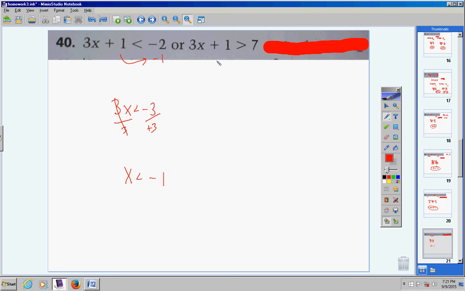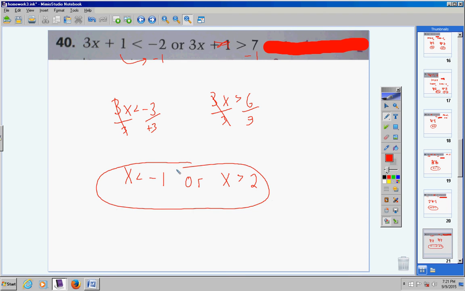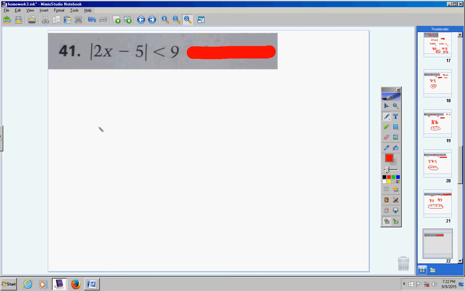Now over here, bring the positive 1 over and make it a negative 1, and we're left with 3x is greater than 6. Now divide both sides by 3. These cancel. X is greater than 6 divided by 3 is 2. Bring down the word or, and that is your complete answer. X is less than negative 1 or it's greater than 2. So the answer to this inequality is all numbers less than negative 1 or all numbers greater than 2. Alright, moving on to numbers 41 and 42.